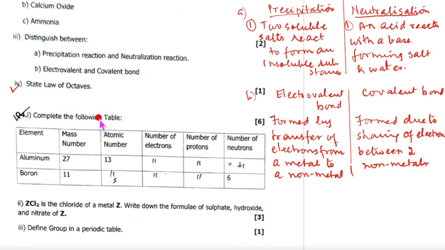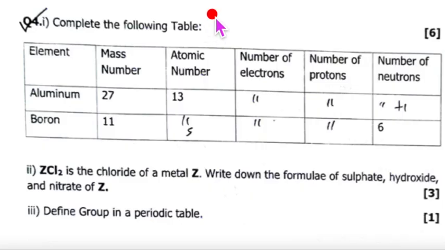Complete the following table. Now remember, the idea is you have to choose the questions which are easier for you to solve, easier for you to score marks. So if you think a particular question is difficult, just leave that question. Okay, and in this we have element, so you will have to copy this table and then write aluminium 27, 13, and these are all blanks, and boron is 11 and this is 6, and these other ones are blanks.